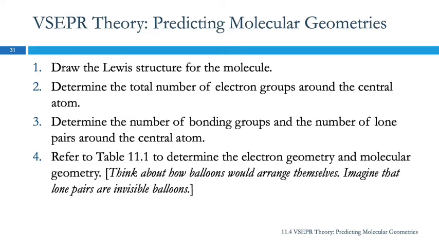So here are the steps for predicting molecular geometries. You draw the Lewis structure, determine the total number of electron groups on the central atom, determine the number of bonding groups and the number of lone pairs, and then the book says refer to table 11.1. Well, I'm not going to give that to you on an exam, right? So don't get in the habit of doing that. You could use that to check your answer.